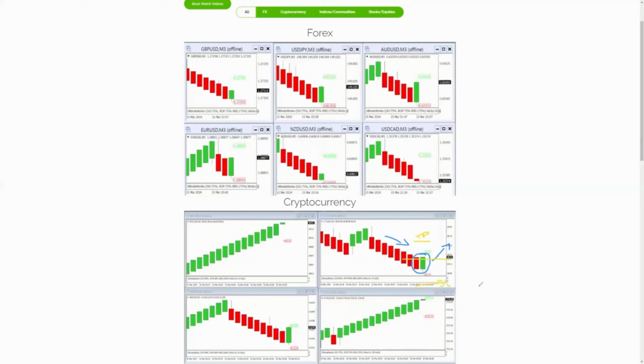Now, the reason we always set it 1-to-1 ratio, which means however many points we're setting for our stop loss, the same amount of points we're setting for our take profit, the reason that we're doing that is because the market moves in waves. So if you open a buy trade, it's not just going to go boom, hit your take profit, and that's it.